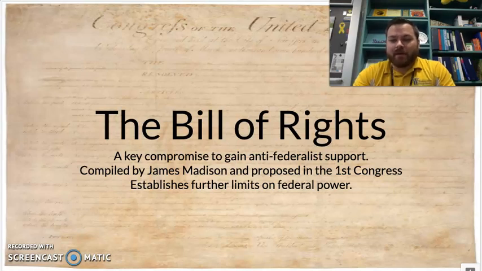They're kind of the American governmental 10 Commandments. They are the first 10 changes made to the Constitution, and a lot of them are specific limits on what the government can do and how it interacts with individuals.